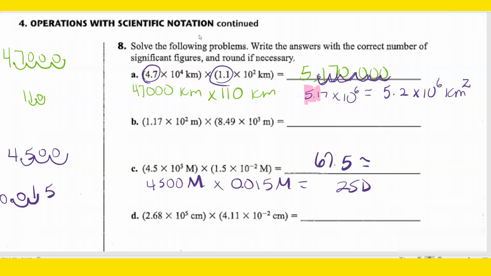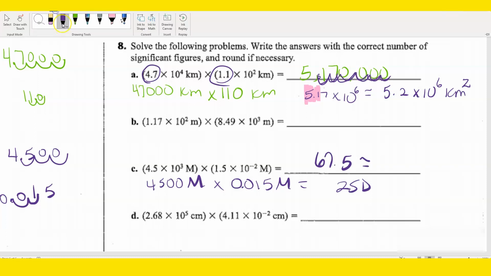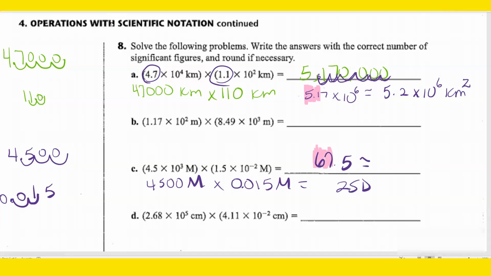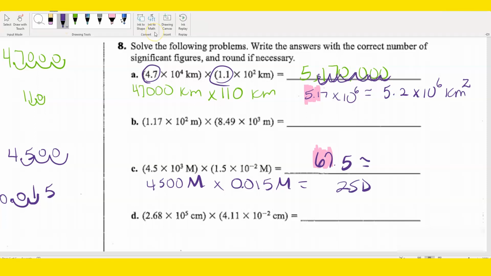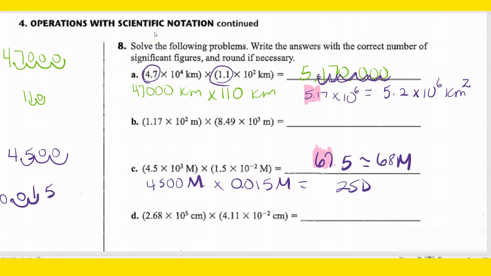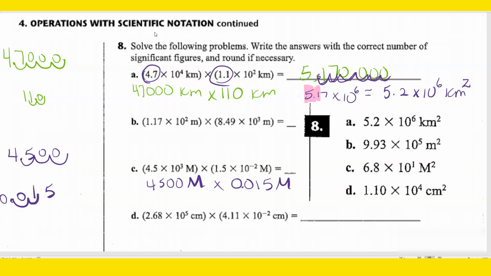67.5. But remember, we don't want all of those numbers. We need to round. If I just highlight only those first two numbers, the 5 tells the 7 to go up. You're going to round off that 7 to an 8. So you end up with 68 M squared. I'll leave the answer key up so you can do letter B and letter D. This same rule applies if you were dividing.